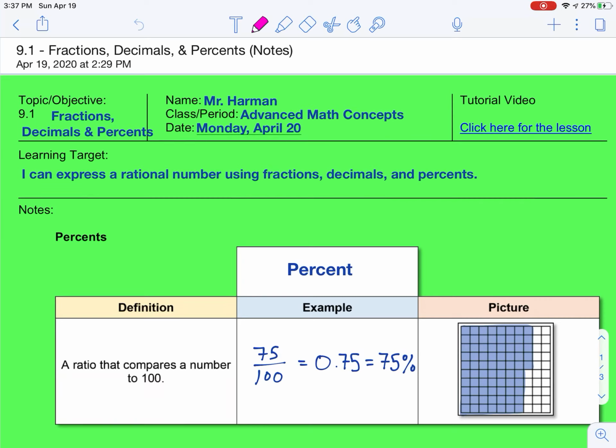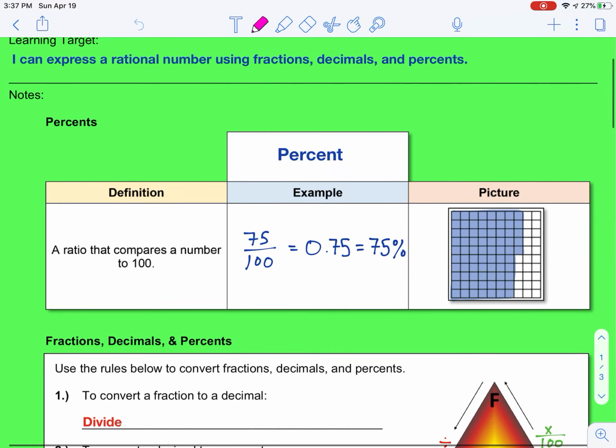All right, 9.1 is on fractions, decimals, and percents. And our learning target is I can express a rational number using fractions, decimals, and percents. So the first thing I have here is my definition box of a percent. A percent is a ratio that compares a number to 100. So again, we're going to talk about ratios. Remember, a ratio is a comparison of two different numbers. Percents are really, really easy because it tells us what one of those numbers already needs to be.